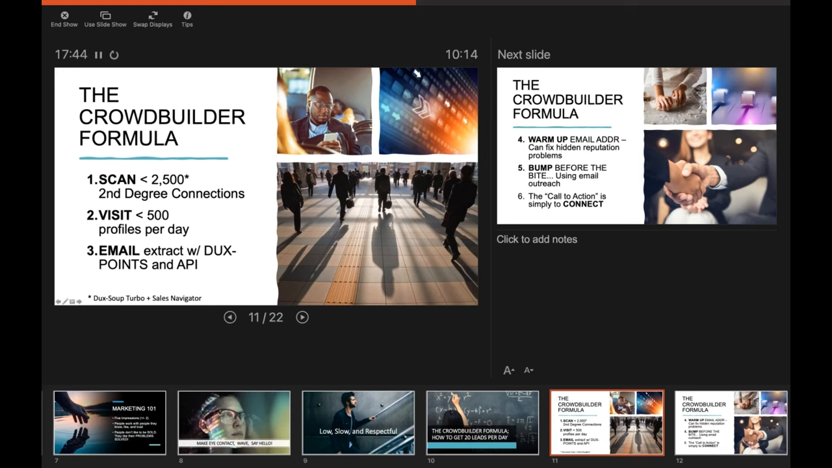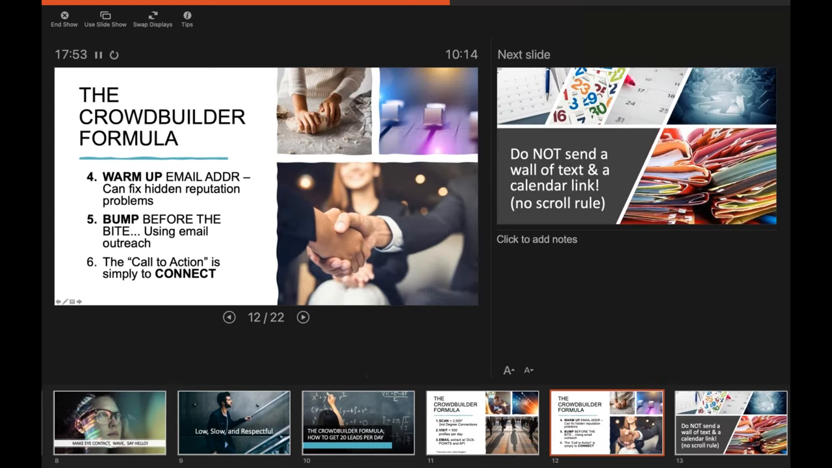In my second year, I added on an email piece of this. I started getting some Dux-Soup points. I started getting the email addresses, and then I started sending out what I call bump emails. So let's talk a little bit about sending out what's essentially a cold email, but I like to call it kind of a lukewarm email.